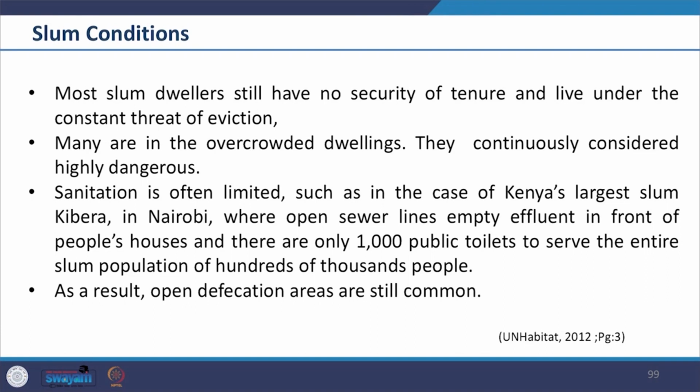Sanitation is often limited, so they have limited access to sanitation, such as the case in Kenya's largest slum, Kibera, in Nairobi, where open sewer lines empty effluent in front of people's houses, and there are only 1,000 public toilets to serve the entire slum population of hundreds of thousands of people. So look at the accessibility issue here. As a result, open defecation areas are still common in these slums.